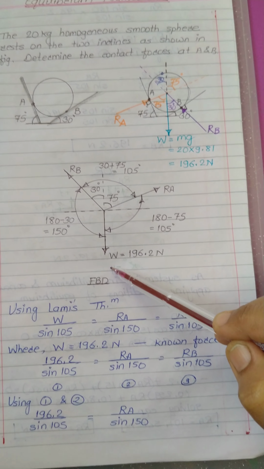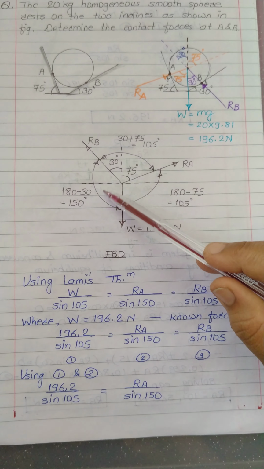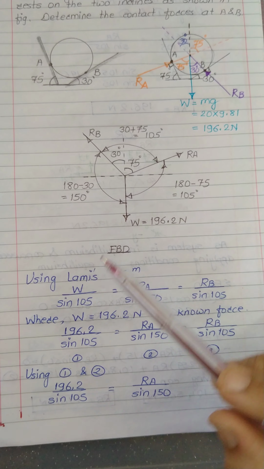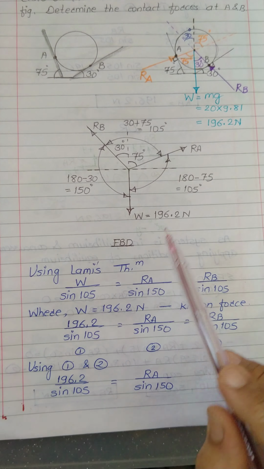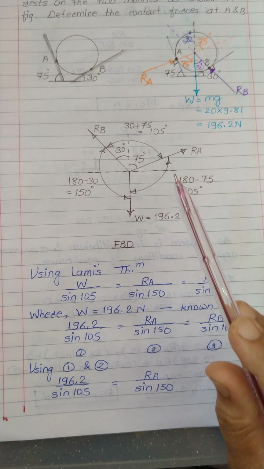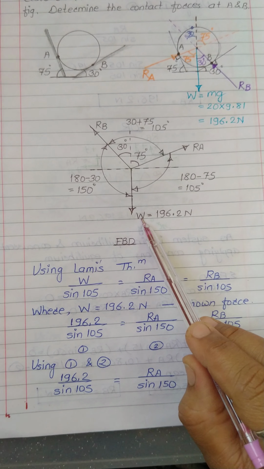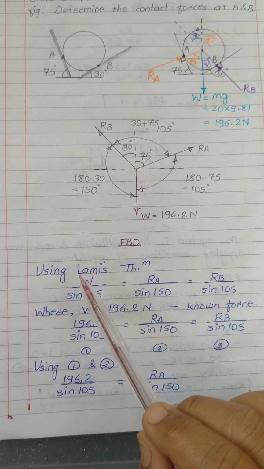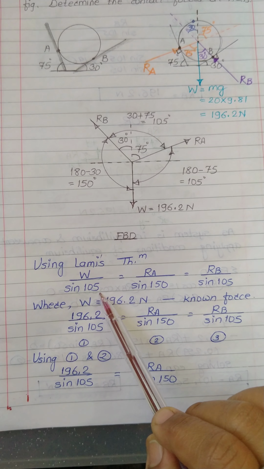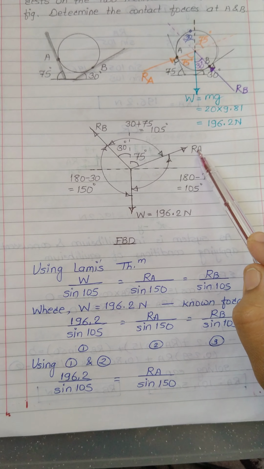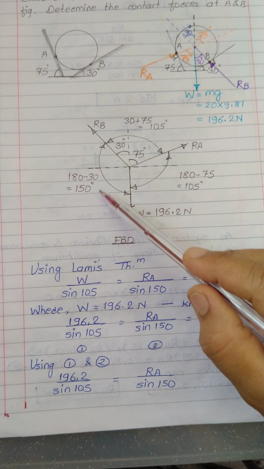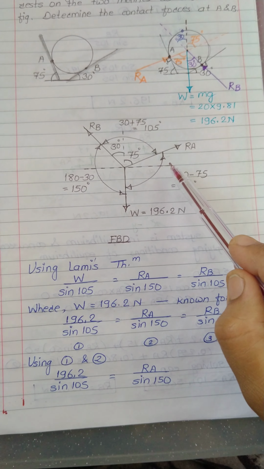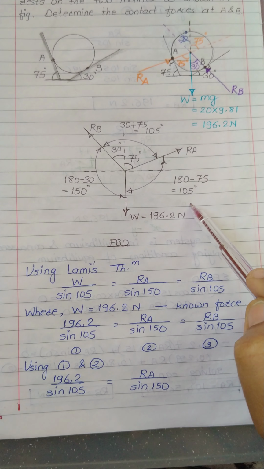Now this is called the free body diagram, where we have shown all active and reactive forces with their magnitudes as well as their natures. Now look, using Lami's theorem: each force is proportional to the sine of the angle between the other two forces. So W divided by the sine of the angle between the remaining two forces, 105, will be W upon sine of 105 degrees. Similarly, RA divided by the sine of the angle between the other two forces, which is 150 degrees, equals RB upon the sine of the angle between the other two forces, 105 degrees.